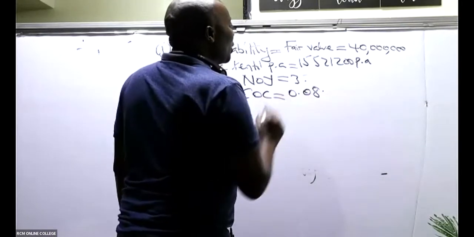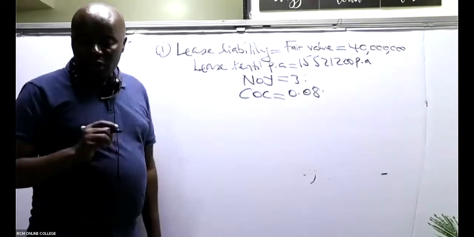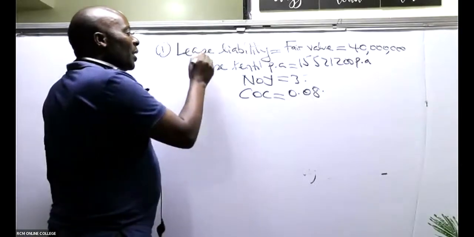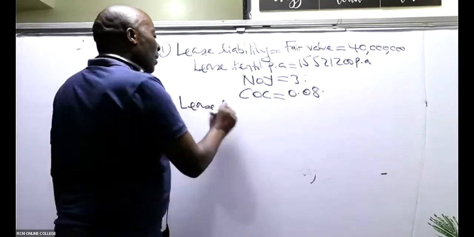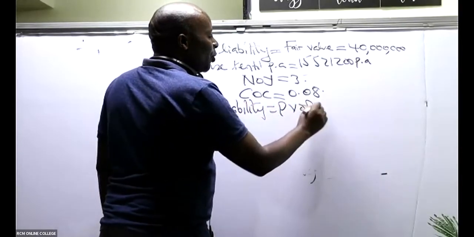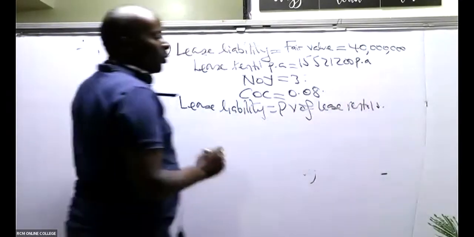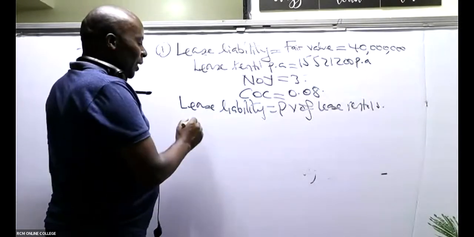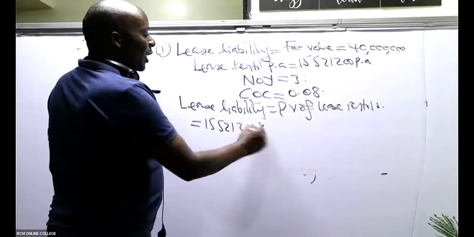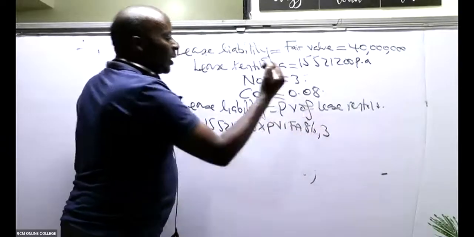So I would want us in this case to assume that the fair value was not given. If the fair value was not given, then I would have gotten this lease liability by taking the present value of lease rentals. So in that case, this would have been 15,521,200 times PV for 8%, how many years? 3 years.